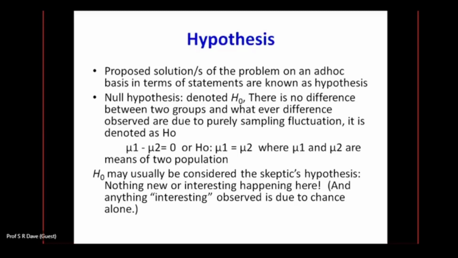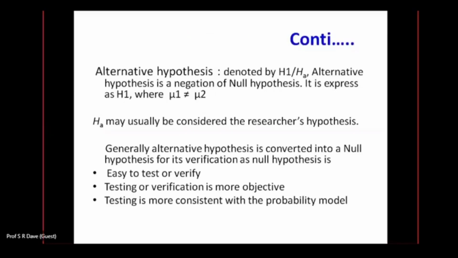That is why, normally, as researchers we want to reject the null hypothesis, as we want to prove that we have done something and this is our contribution. To show our contributions, we are more and more interested in rejecting the null hypothesis and going for the alternative hypothesis, which is denoted as H1 or HA. The alternative hypothesis is a negation of the null hypothesis. It is expressed as H1, where mu1 is not equal to mu2.